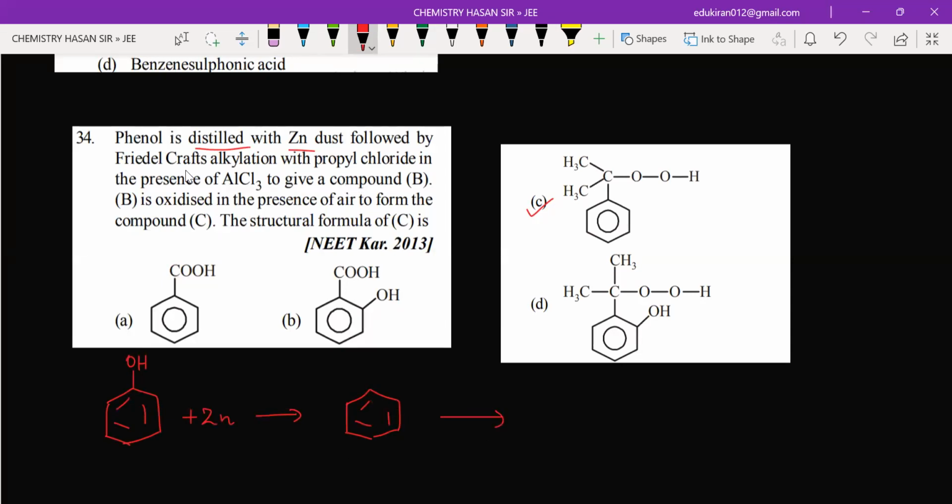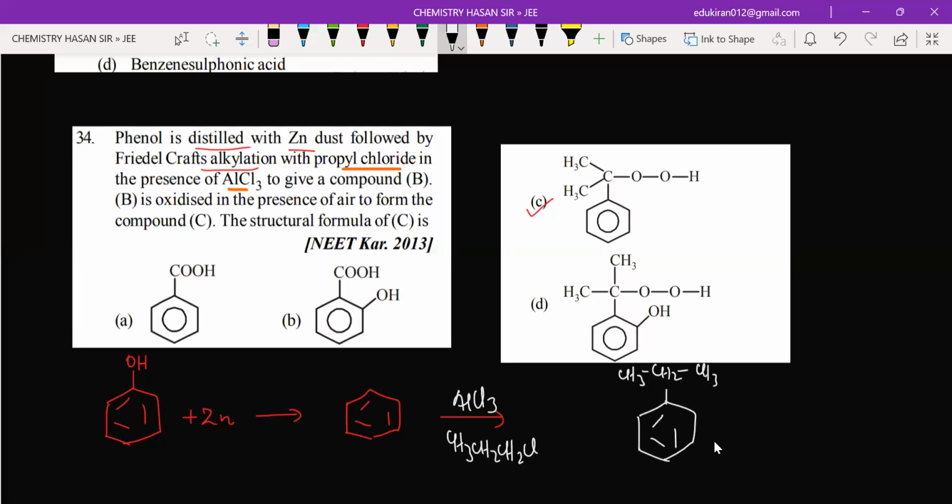After benzene, it is followed by Friedel-Crafts alkylation. Alkylation means an alkyl group will be added. For alkylation, we can take AlCl3. Very good. Chavez, very good. It will be alkylation with propyl chloride in the presence of AlCl3. That means AlCl3 is reacting with propyl chloride, CH3CH2CH2Cl. So simply an alkyl group will be added, and I'm going to add it in this manner, CH3, CH2, CH3.